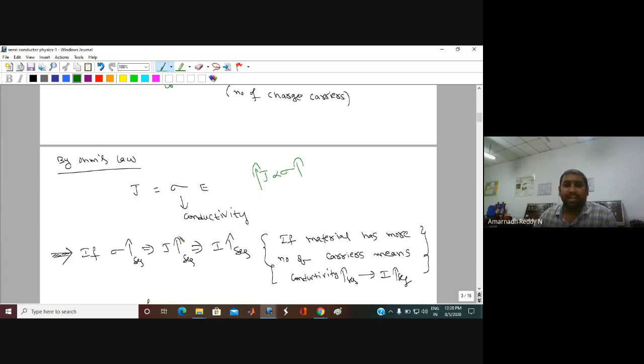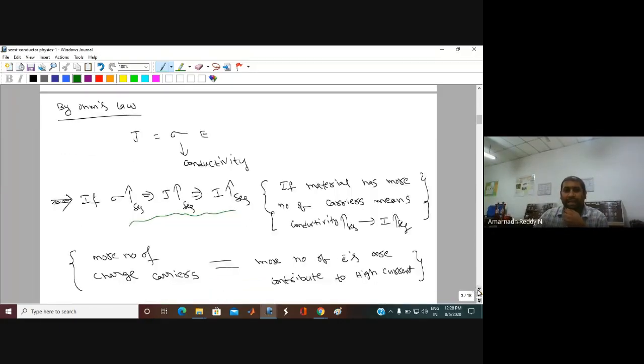If J is more, obviously, what did I tell you? J equals I by A. So J is proportional to I. If sigma increases, current density increases, and current increases. That is the relation: conductivity increases, so current increases. This is the sequence. If sigma increases, current density J increases, and current increases.